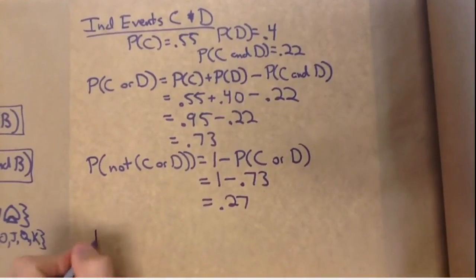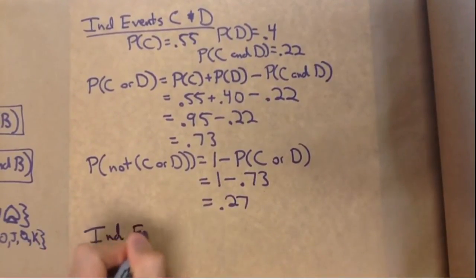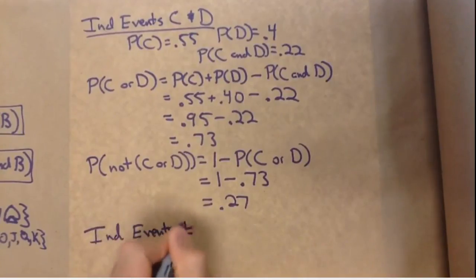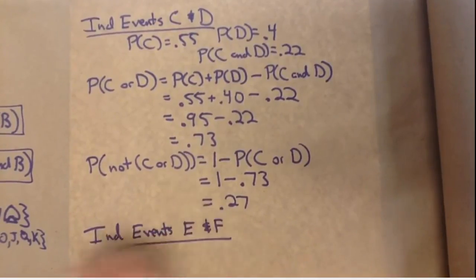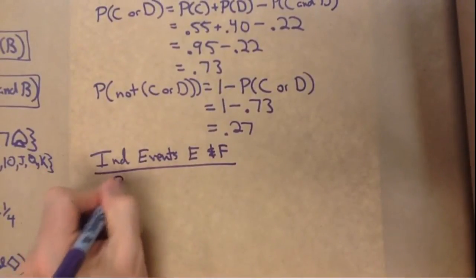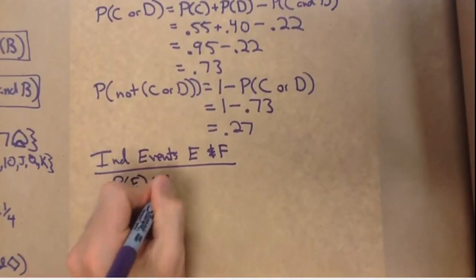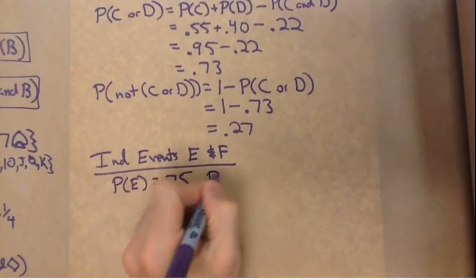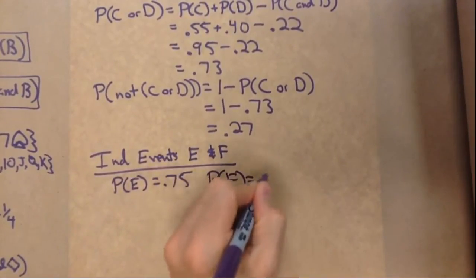Okay, well, what if I had independent events E and F? And now this time, what I know about E and F is that the probability of E is 0.75, and the probability of F is 0.2.